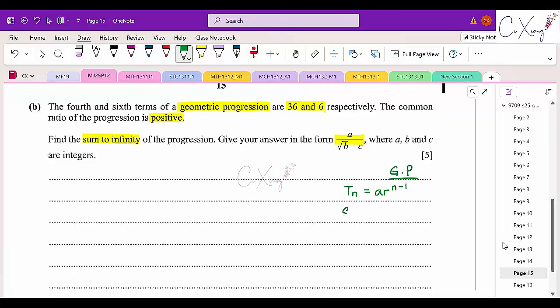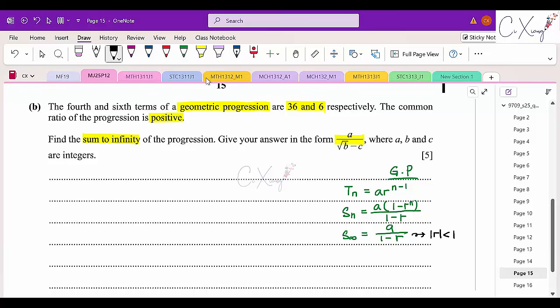The second formula will be the sum of the first n terms. We are having a(1 - r^n) divided by 1 - r. And for geometric progression also, we are having the sum to infinity, where it is a divided by 1 - r. But you need to know, for the sum to infinity, it cannot apply for every single case. It can only apply when the modulus of r is smaller than 1. Then all these formulas, if you can't remember them, no worry, they will be provided in the formula booklet. So you can always refer back to the MF19.